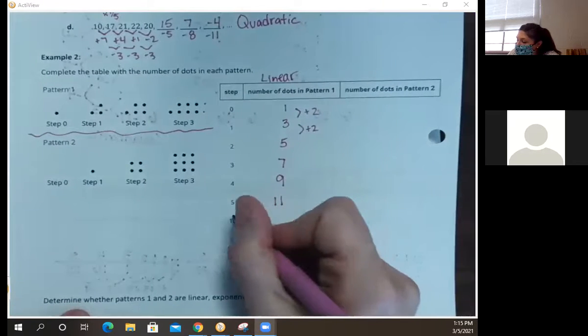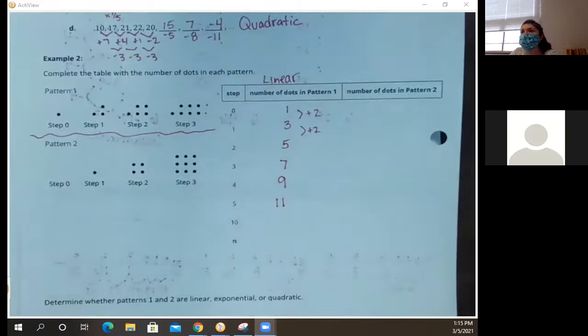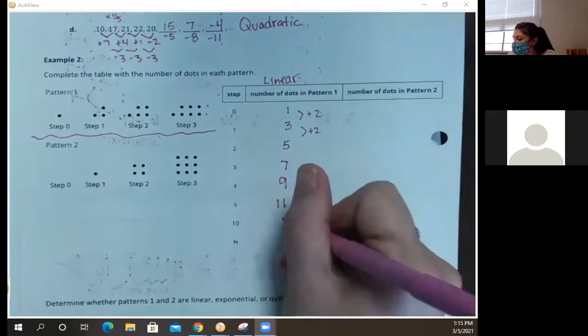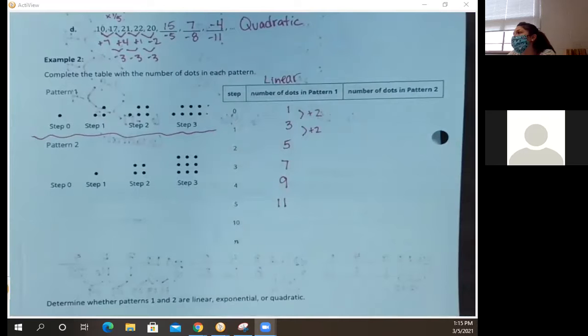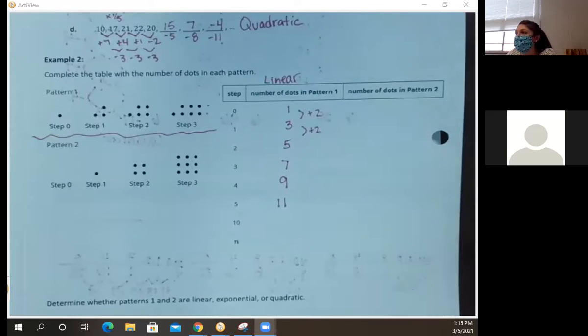Now, for step 10, I've got a little bit of a gap here. We talked about this in our sequences unit. One option to figure out how many dots I'd have in step 10 is to figure out how many dots I'd have in steps 6, 7, 8, and 9, and then use step 9 to find step 10. The other option is to come up with a generalized version of this pattern, an explicit formula like we talked about in our sequences unit, that would let me say, hey, I want the 10th step, so I'm going to plug in 10.